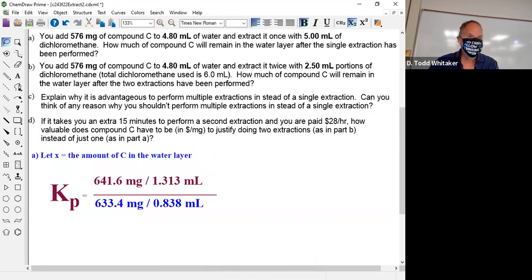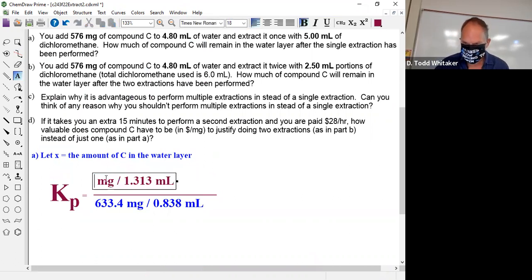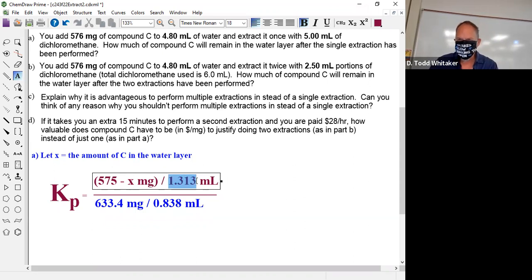All right. So organic layer's on top. If X is the amount of chemical in the water layer, how much chemical is in the organic layer? How much compound C? 576 minus X is correct and is the only answer. And what's the volume of the organic layer? 5.0 milliliters. I'll put the milligrams outside here just for clarity.